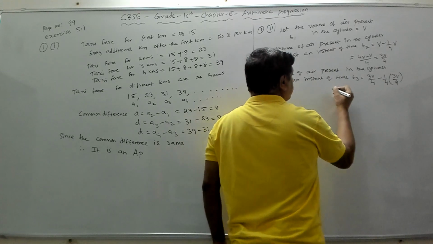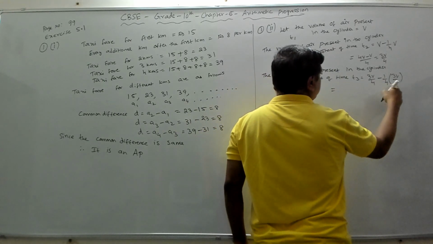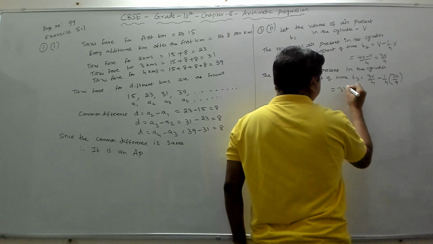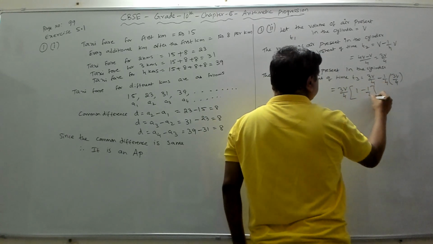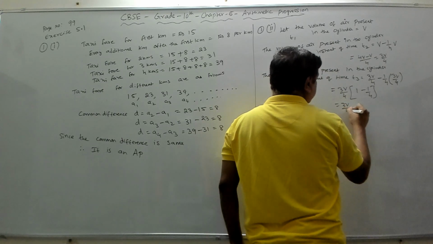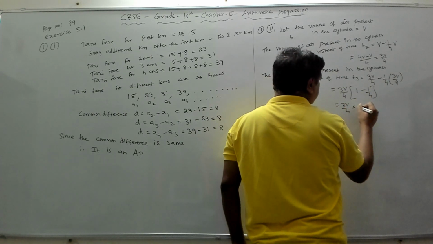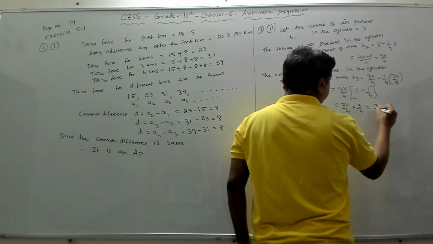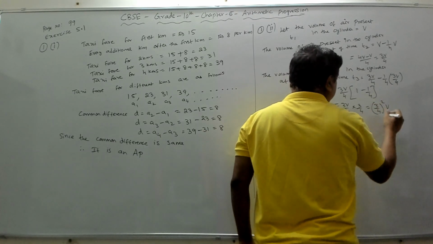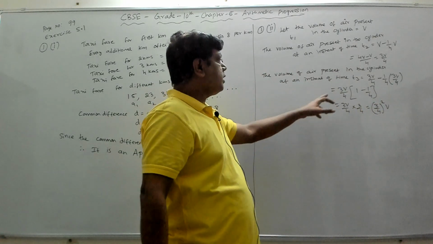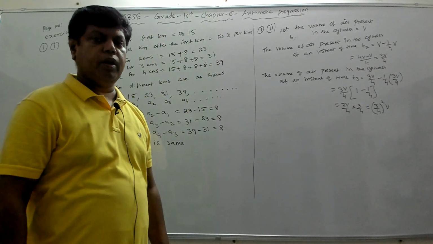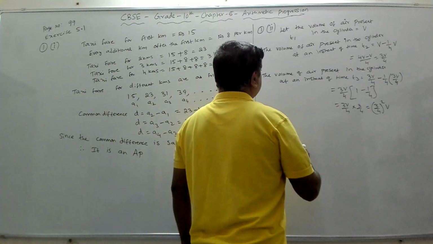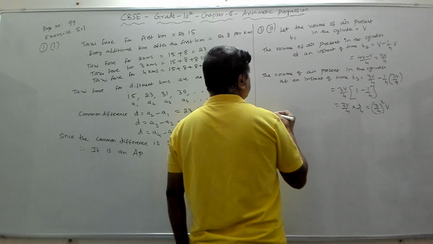So how will that be? So that is equal to, if I take 3V by 4 common, then here I will get 1 minus 1 by 4. So that will give me 3V by 4 into 1 minus 1 by 4 is 3 by 4. So we get 3 by 4 whole square V. So this is the volume of the air at present at the instant of time T3. Right? So now we will find one more.